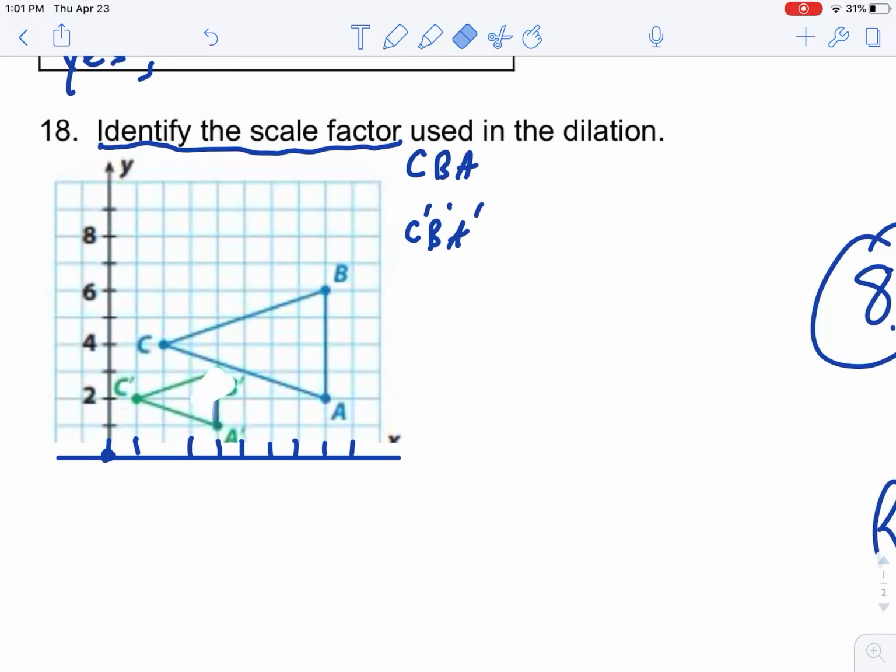If it were asked the other way around, if all the primes were here instead of here, then the scale factor would be 2 because this is twice as big as that. So you have to know your before and after to determine the scale factor. It just depends on perspective. You could say the green triangle is half as big as the blue one, or the blue one is twice as big as the green one. In this case, it's a half.